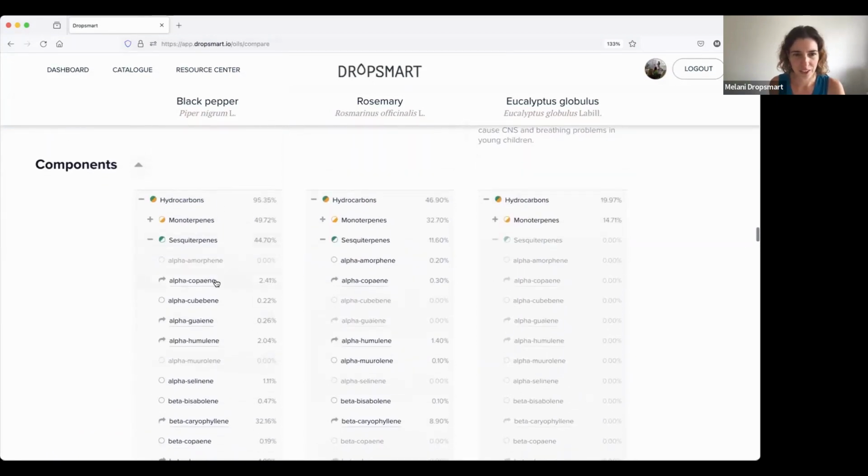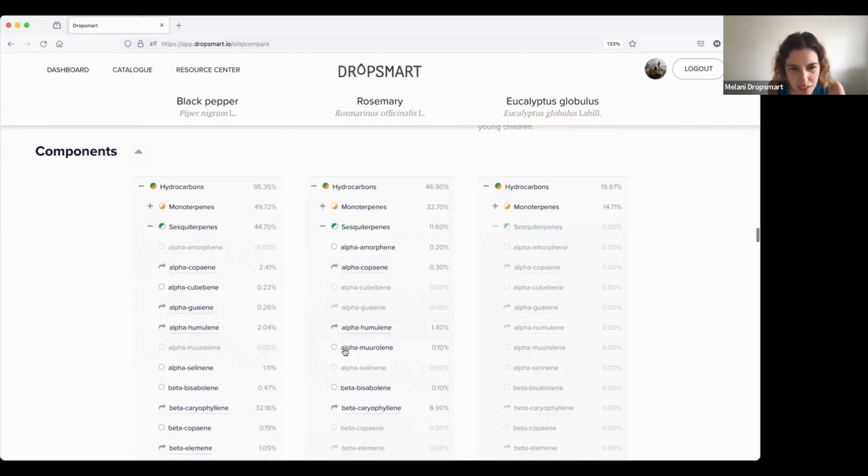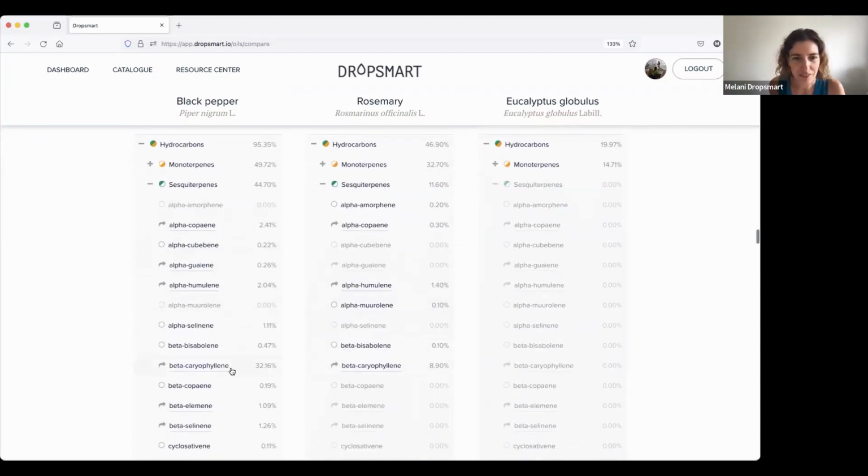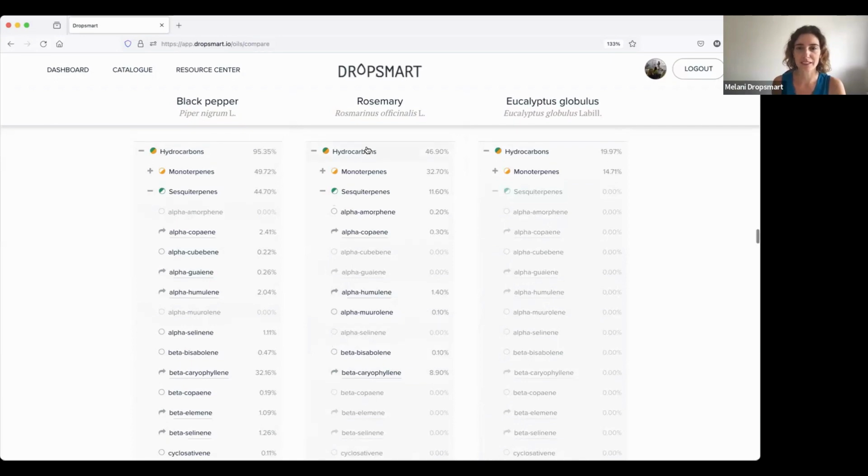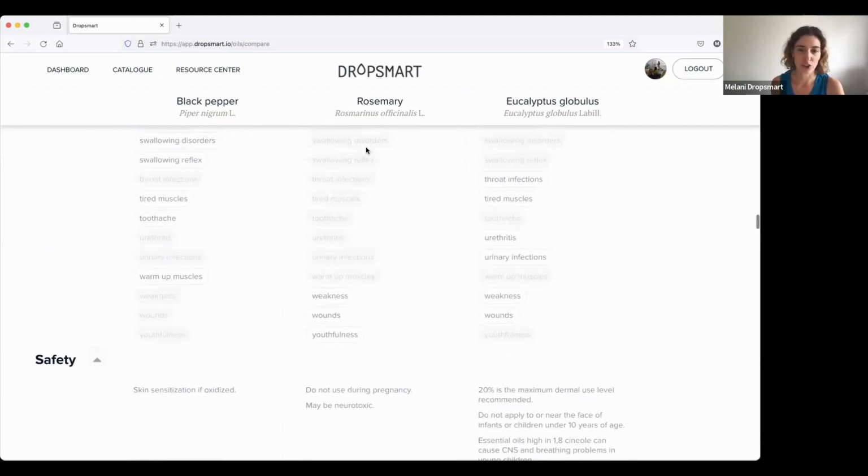So here you can take a look. They're very similar, see? Beta-caryophyllene, and it's dominating in both, actually. So I wouldn't blend black pepper in my opinion, and you can make your own.